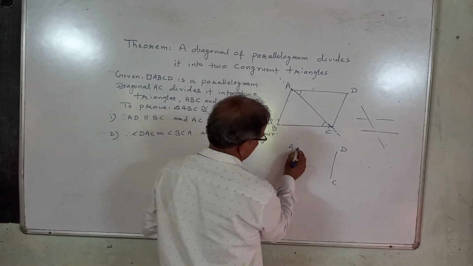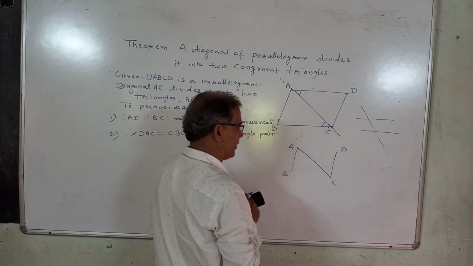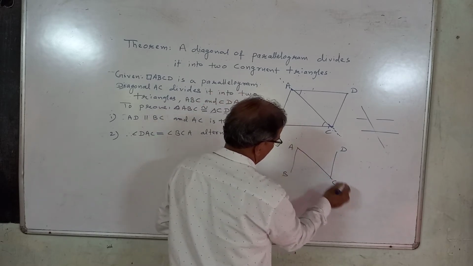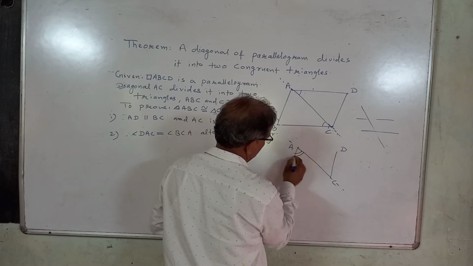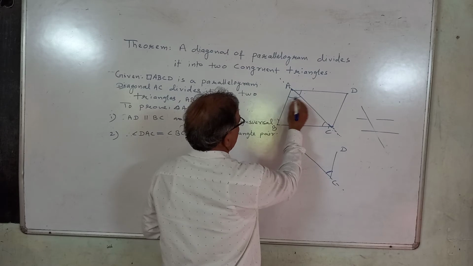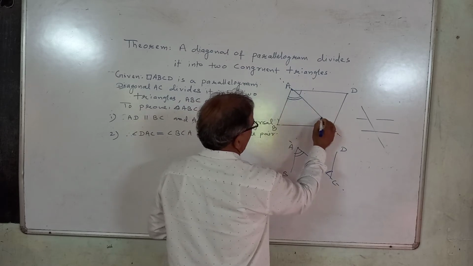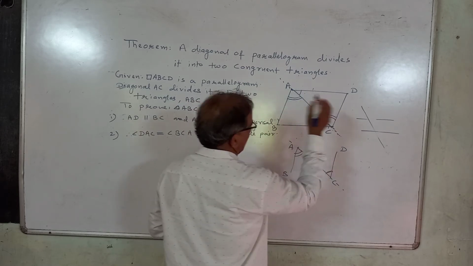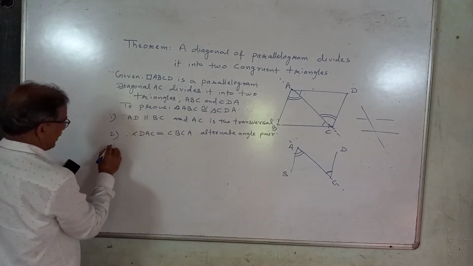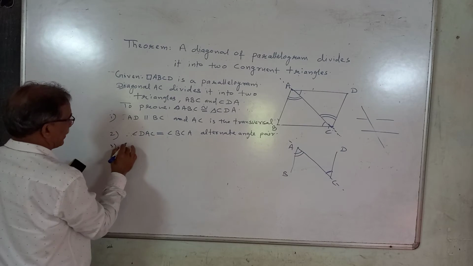Again you can see this AC, what is their transversal? So if these are the parallel lines and this is the transversal, if you can extend, this angle will be equal to this angle. That means I can mark this angle A equal to this angle C. Again what? Alternate angle. Now see, third statement I will write now.